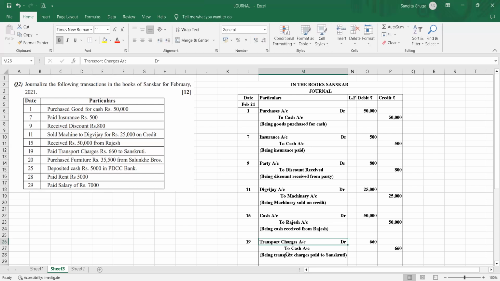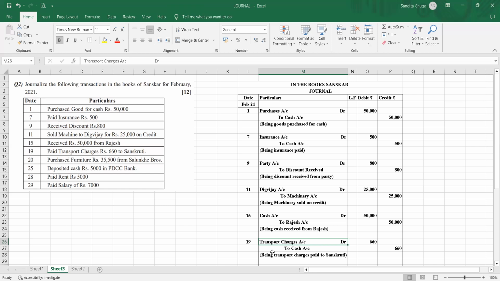Paid transportation charges rupees 660 to Sanskruti. See, you paid transportation charges. Here reason and person both are given. So in this case, reason is very important. Transportation charges is the reason and Sanskruti is the person. So transportation charges is more important than Sanskruti. Okay. So you paid cash.